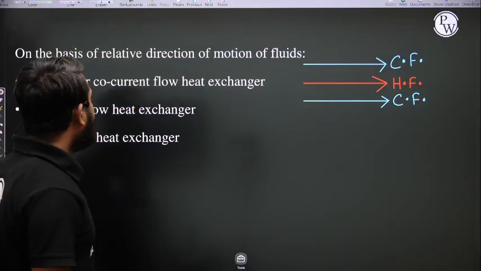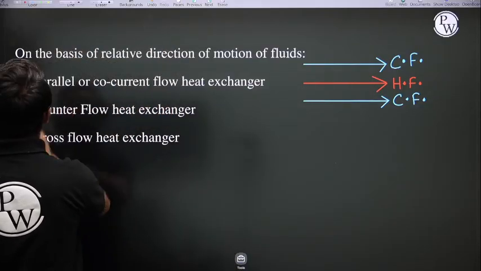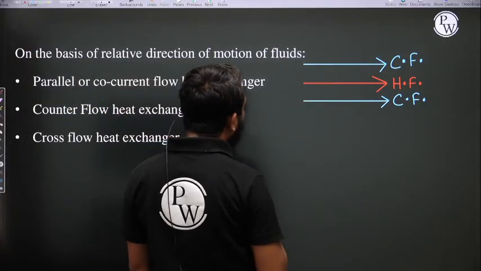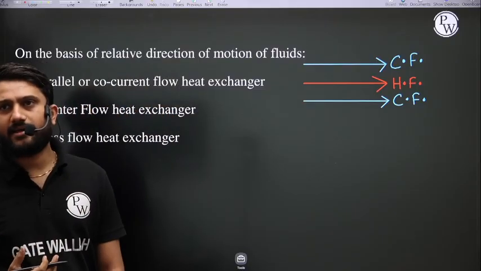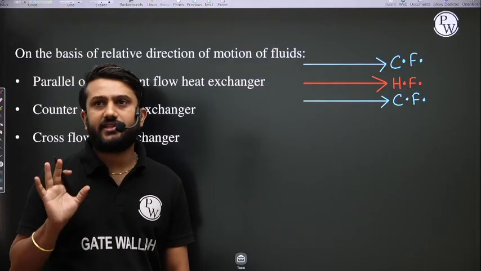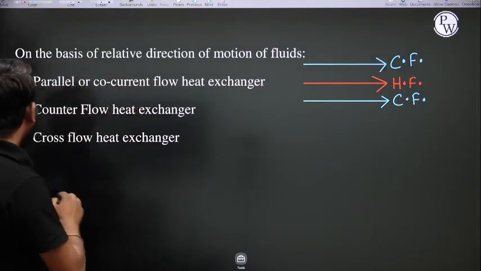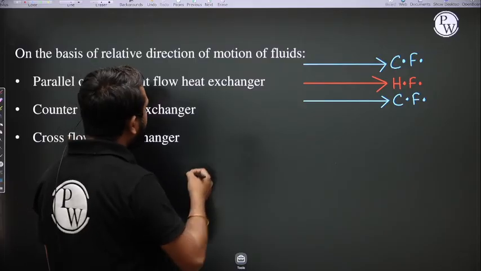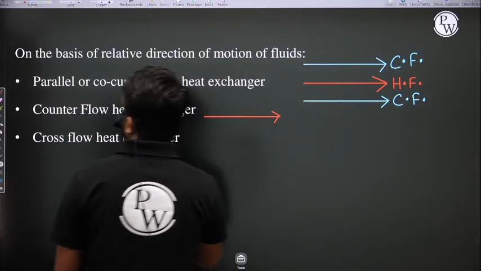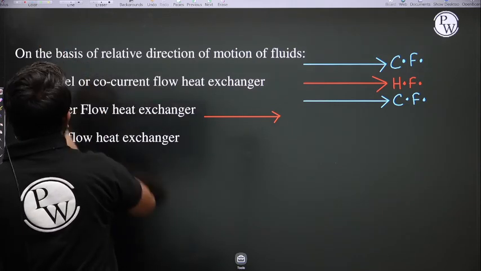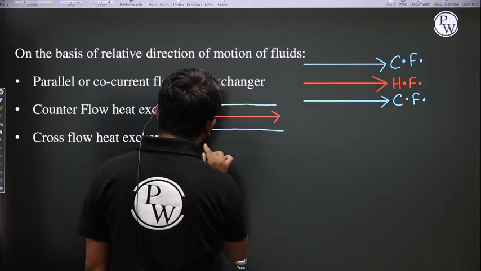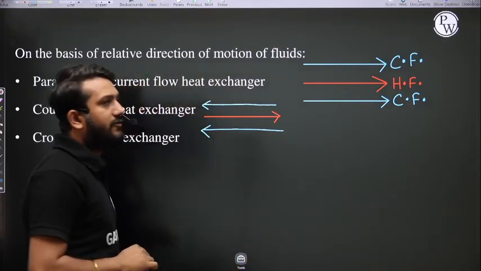Now the second one is a counter flow heat exchanger. In a counter flow heat exchanger, just opposite to the parallel flow heat exchanger, the directions of the two fluids are opposite to each other. So let us assume the hot fluid is flowing in the positive x direction. What is the direction of the cold fluid? The direction of the cold fluid is opposite to the hot fluid.